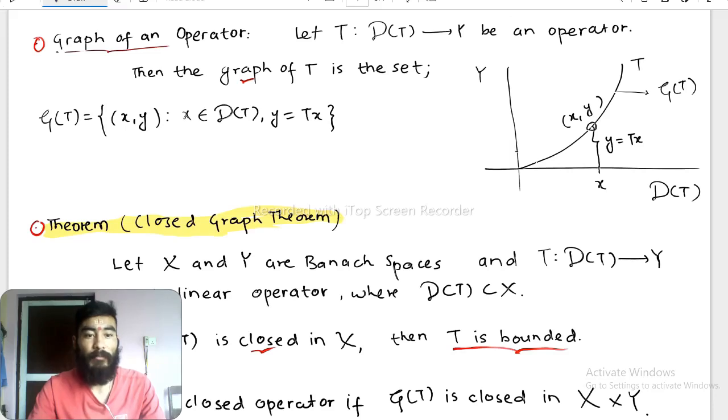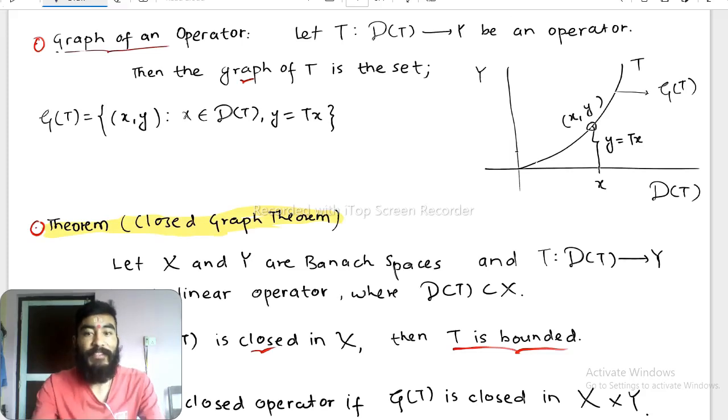The closed graph theorem is one of the fundamental theorems of functional analysis. This theorem gives a criterion for the boundedness of an operator T, and the proof of this theorem is an application of the bounded inverse theorem, which we discussed in an earlier video.